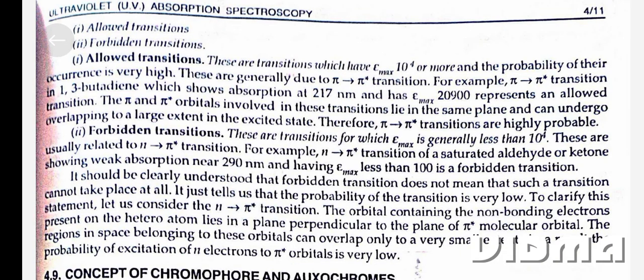Allowed transitions. These are transitions which have epsilon maximum 10 to the power 4 or more, and the probability of their occurrence is very high. These are generally due to pi to pi star transition. For example, pi to pi star transition in 1,3 butadiene, which shows absorption at 270 nanometer and has epsilon maximum 20,900, represents an allowed transition.